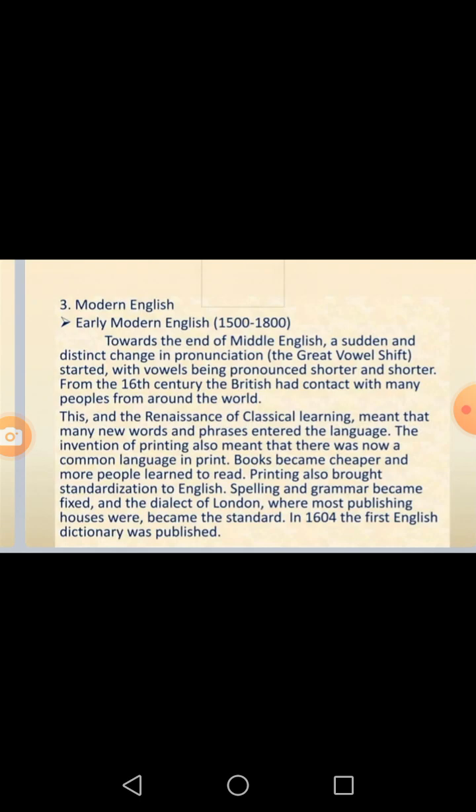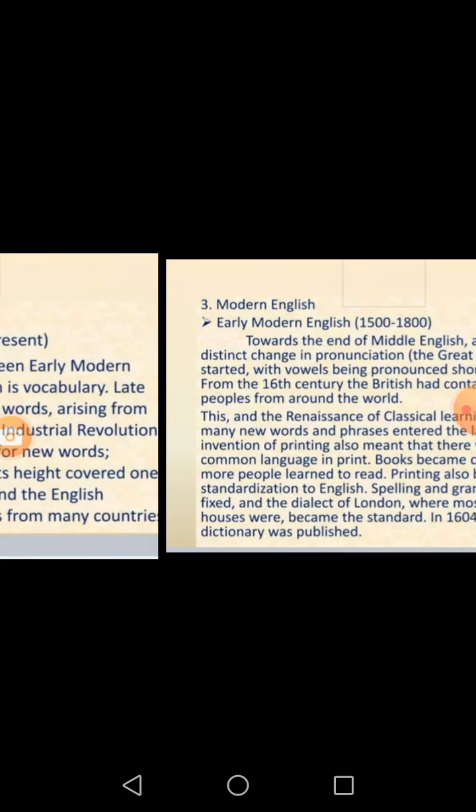The invention of printing also meant that there was now a common language in print. Books became cheaper and more people learned to read. Printing also brought standardization to English. Spelling and grammar became fixed, and the dialect of London, where the publishing houses were, became the standard. In 1604, the first English dictionary was published.